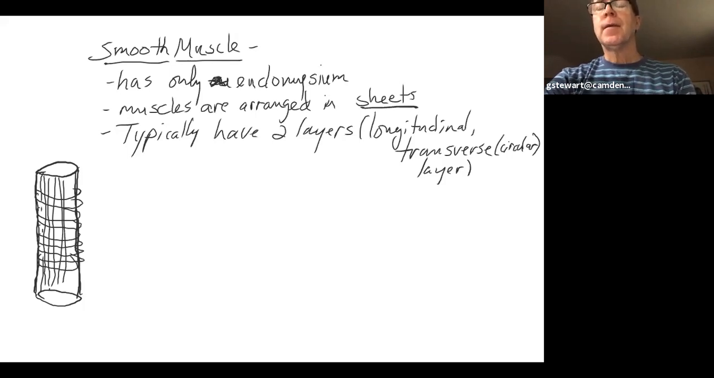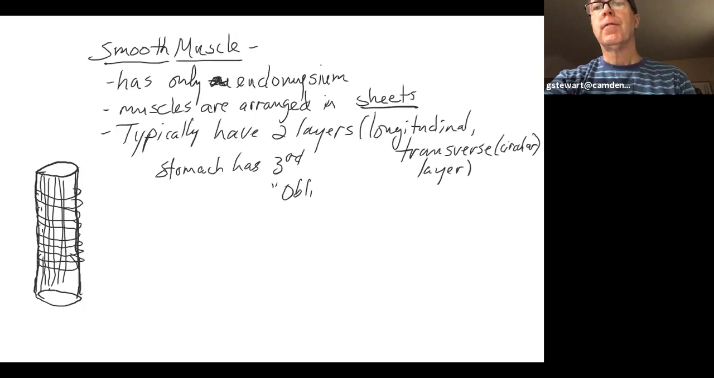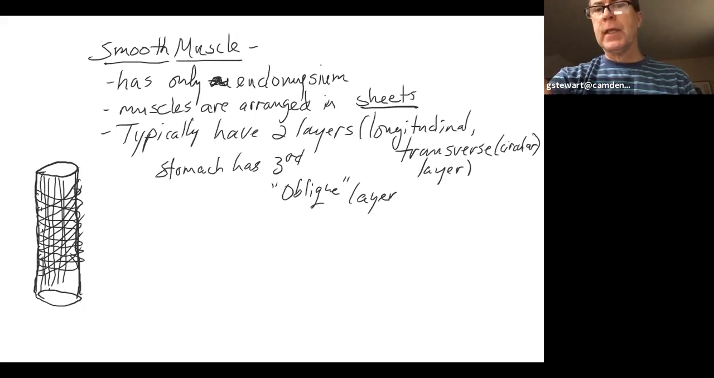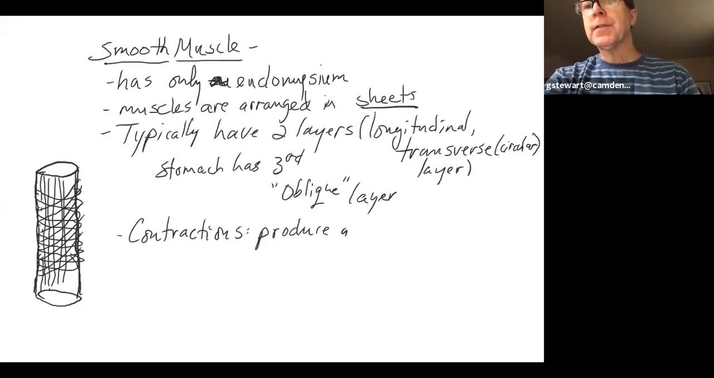Sometimes, in certain cases, there's a third oblique layer. So things like the stomach, for example, is lined with, so I'm going to say the stomach has a third oblique layer. That just means the stomach has an extra layer of smooth muscle in its wall that the fibers run in a diagonal direction like this. The reason for the variation in fiber direction is so things can be squeezed. It gives different actions when those sheets of muscles are contracted. So the contractions of smooth muscle produce actions that are called peristalsis. That's supposed to be an S.